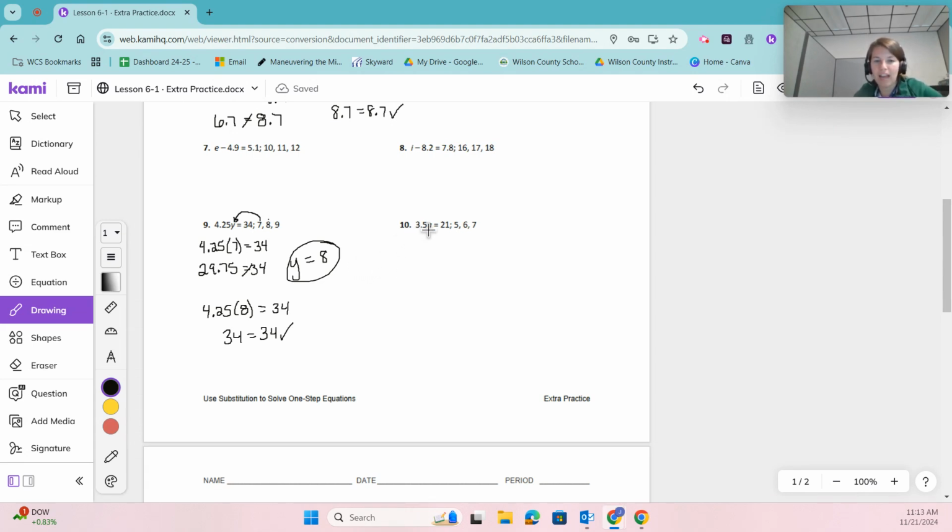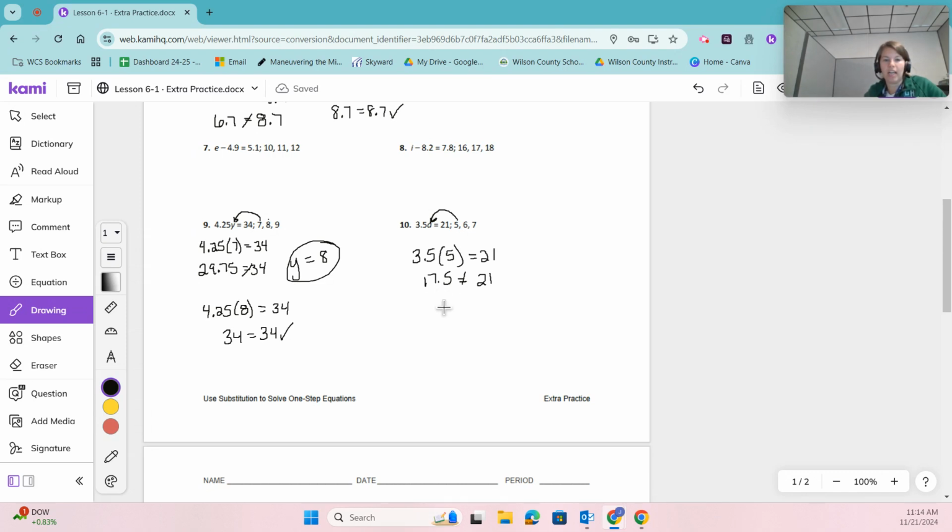Okay, 3.5a equals 21. So 3.5, substitute 5 in for a here, equals 21. Okay, so 3.5 times 5 equals 17.5. 17.5 does not equal 21, so that's not it.